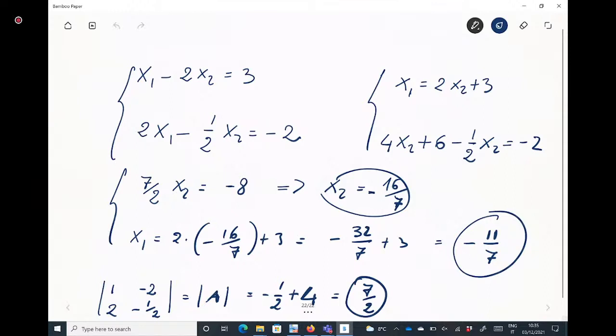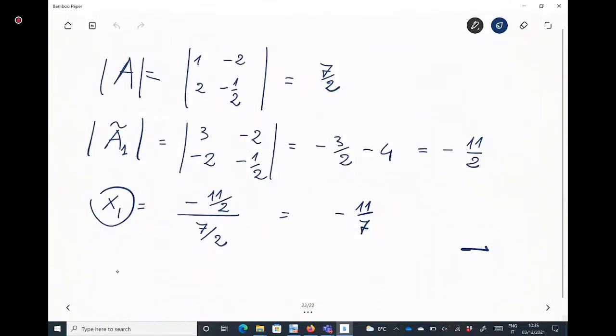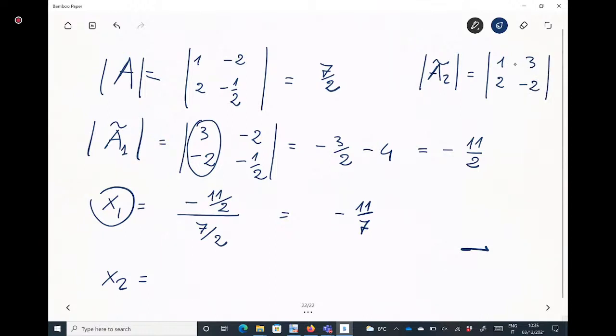Now do the same with the second variable. Compute A tilde 2. Replace, that is, use this, but replace now the second column with this, okay? So it becomes 1, 2. And the second column is replaced by 3, minus 2. Compute the determinant, it is minus 2, minus 6, it's minus 8.